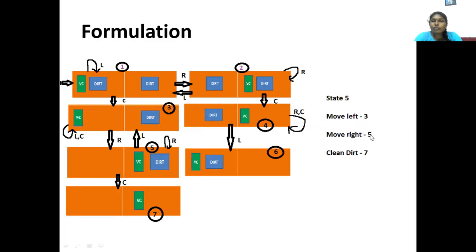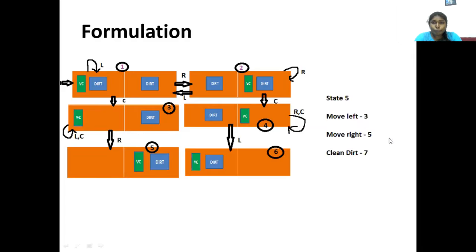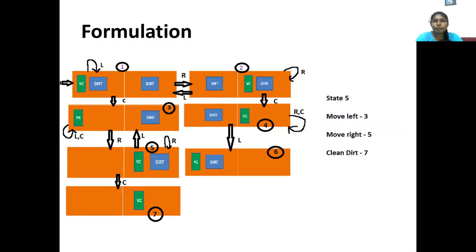And when the vacuum cleaner wants to move right, it is already in the right side room. So no problem, it will stay in the right side itself. So it will have a self loop condition. And when it wants to clean the dirt, then the dirt in this place will be cleaned. So both the rooms will be clean and the vacuum cleaner will be in the right side room. So the condition will look like this. Got it? So these are all the conditions for state 5.